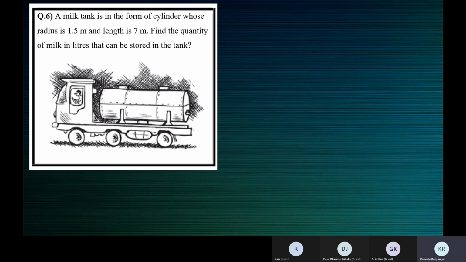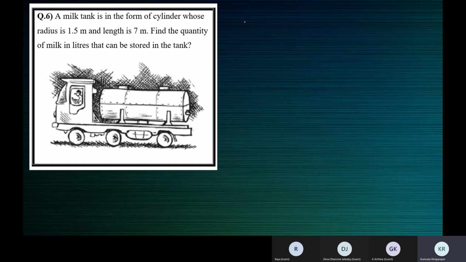When you find the capacity, you will get the answer in meter cubed, because the radius and height are given in meters. So you will get the capacity of the cylindrical tank in meter cubed. You just have to convert that to liters using the relationship between meter cubed and liters. I hope that's clear.